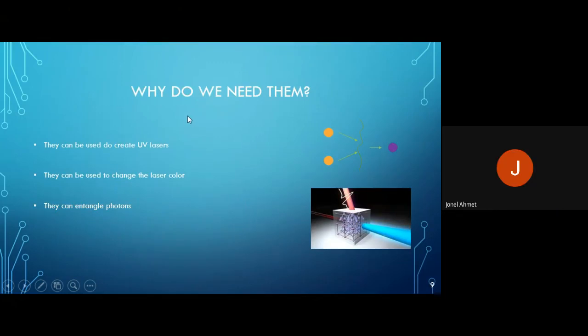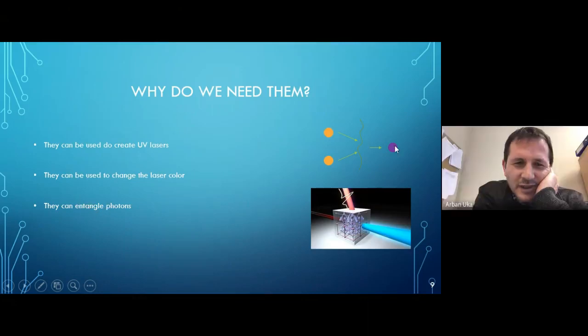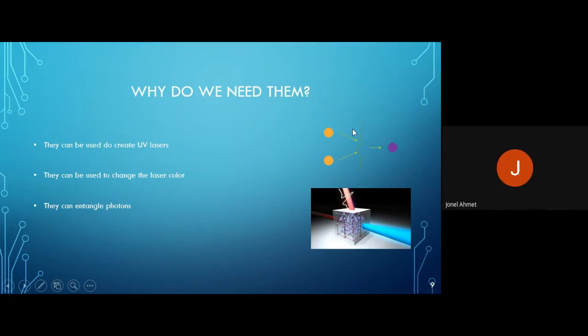So why do we need them? They can be used to create UV lasers. They can be used to change the laser color, and they can entangle photons. I forgot to put the caps here. Entangle? Why? No, it's good. It's hard to make it, but they claim so.